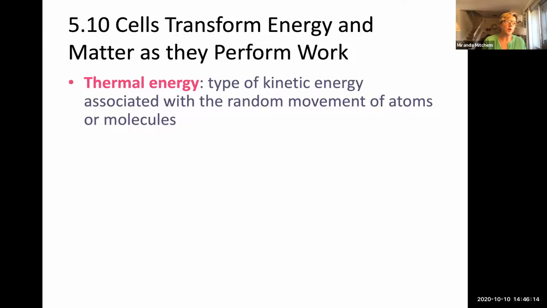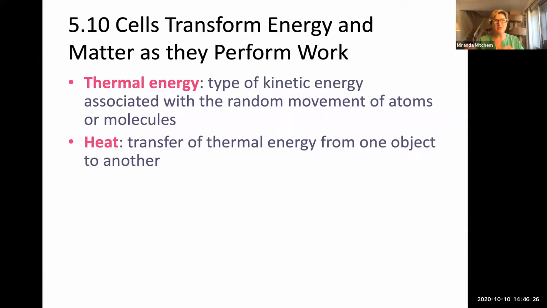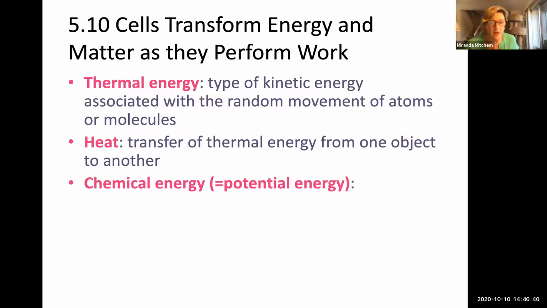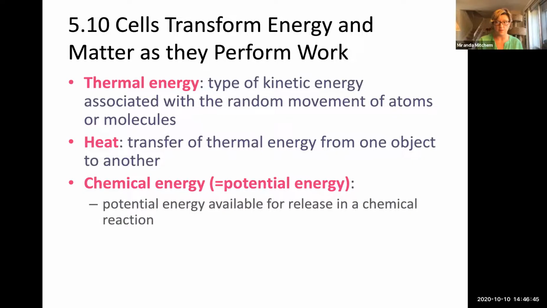Now, you've probably heard of the term thermal energy, and this is the energy associated with random movement. So it is a type of kinetic energy since we're talking about movement. It's different from heat. Heat is the transfer of that thermal energy from one object to another, where thermal energy is the actual energy associated with the movement. So chemical energy and potential energy, those are the same things. You can use those words interchangeably.